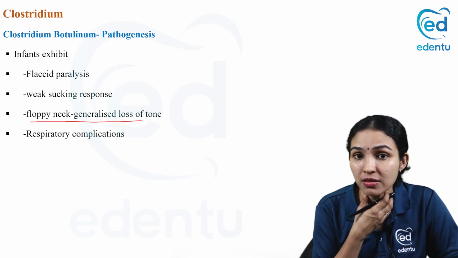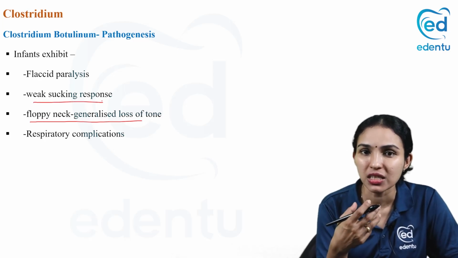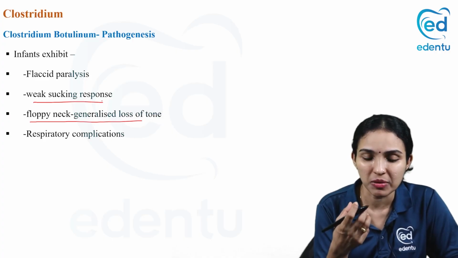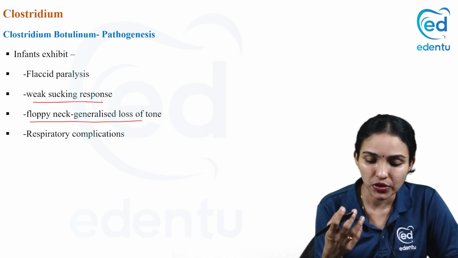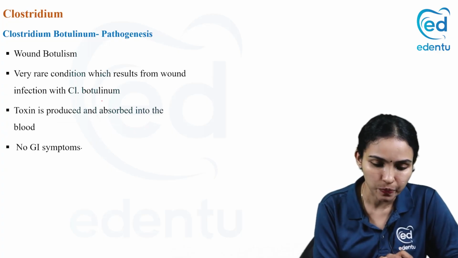Since they have very low muscle tone, they will have a very weak sucking response. They can't suck milk, it will be very difficult, and they will be constantly crying, with respiratory complications. So all these are the sequelae of infant botulism.